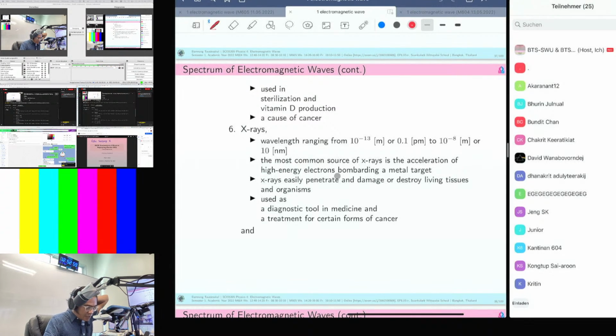The electron is accelerated, and it hits a metal target. And in terms of nuclear physics, it's called bombardment or bombarding, like this. Okay, X-ray easily penetrates or damages, destroys living tissues or organisms.